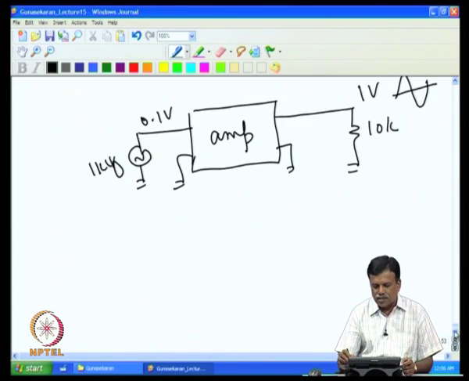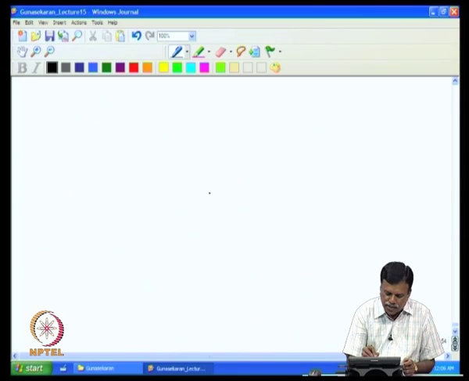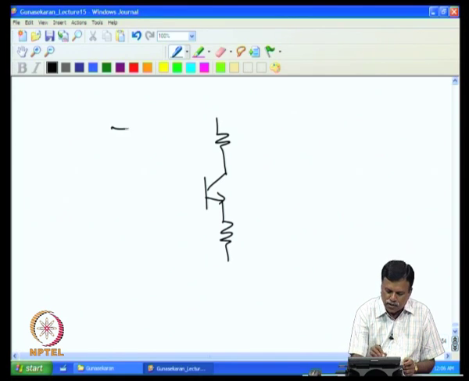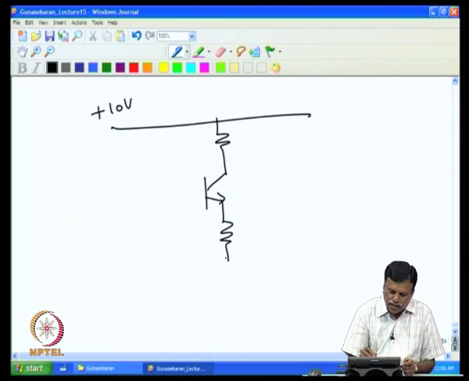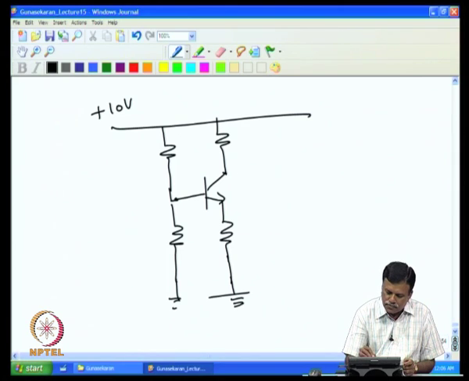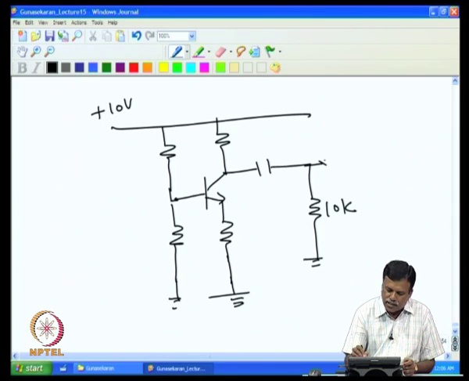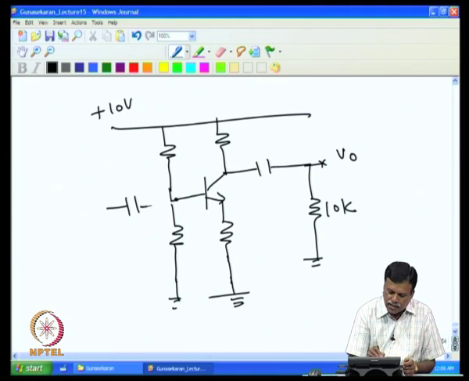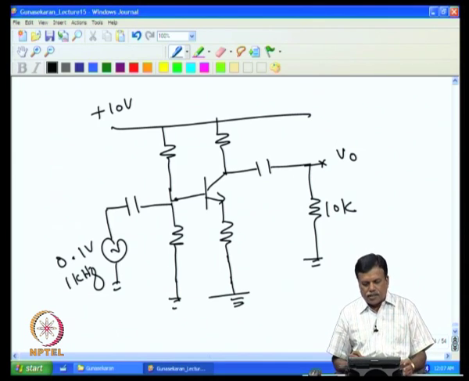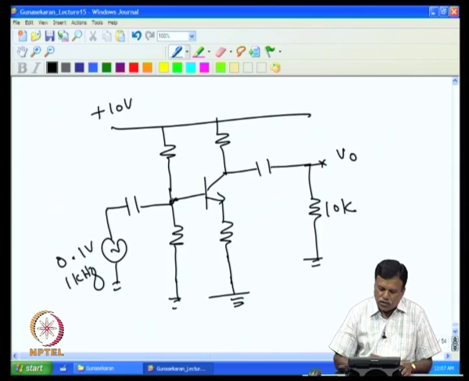So how do we go about designing this? If you look at the general transistor amplifier configuration, it looks like this. You have the transistor, then you have this resistance, and then the collector load resistance, and then this is the supply voltage plus 10 volt, and that is grounded here. Then we have the two biasing resistances. This load is supposed to be 10k. And this is the output voltage, and our input signal is supplied here. This is 0.1 volt, 1 kilohertz. So this is the actual circuit that we will be using here.